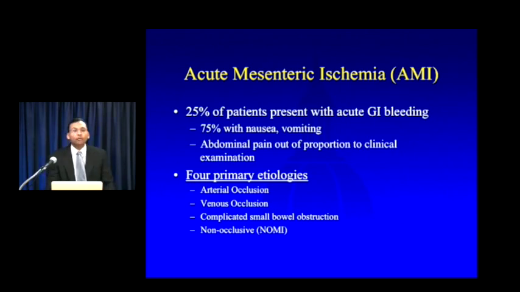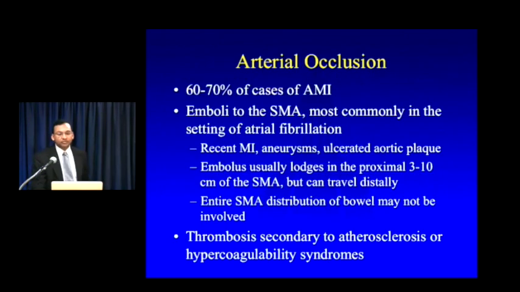Now, there really are four underlying causes of mesenteric ischemia. The most common, at least if you look at the literature, is arterial occlusions, typically as a result of emboli to the SMA or smaller SMA branches. Usually from the heart, although can also occur in the setting of significant ulcerated atherosclerotic plaque, and in very rare instances can occur as a result of thrombosis of the SMA resulting from atherosclerosis or hypercoagulability syndromes.